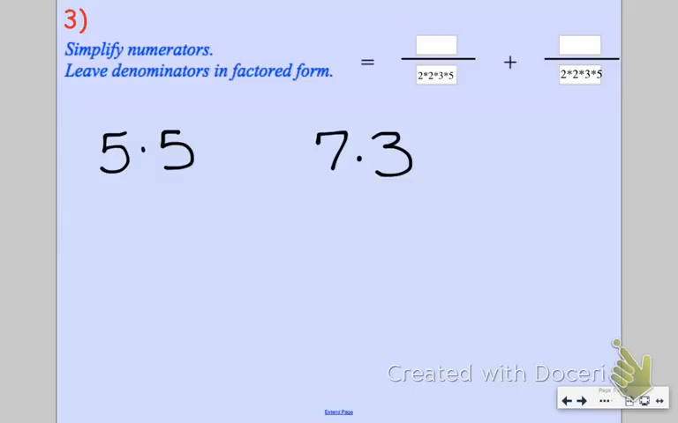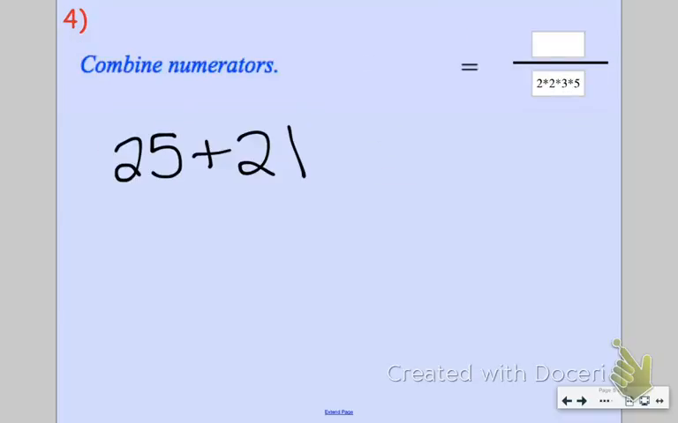My next step is to simplify the numerators, but again, I'm leaving the denominators in factored form. So 5 times 5 I know is 25, that's going to go there, and 7 times 3 is 21. Step 4 is to combine the numerators, so 25 plus 21 gives me 46.